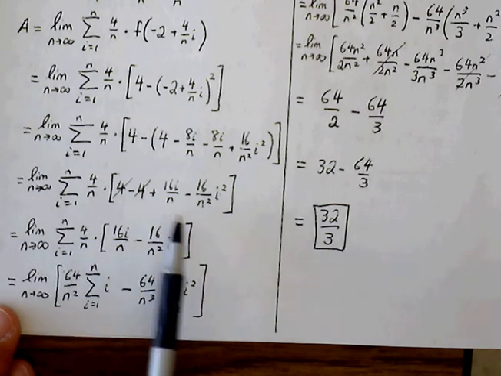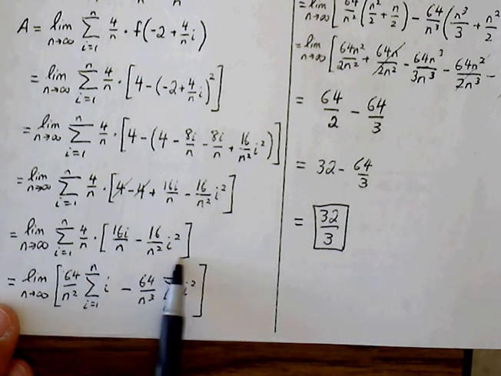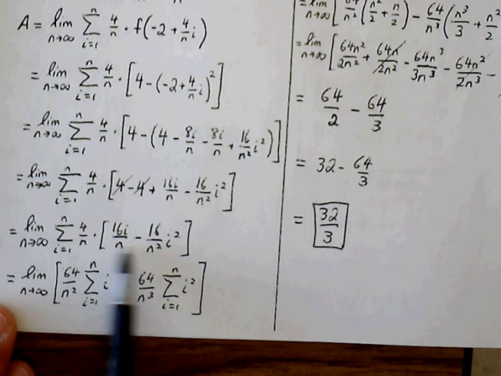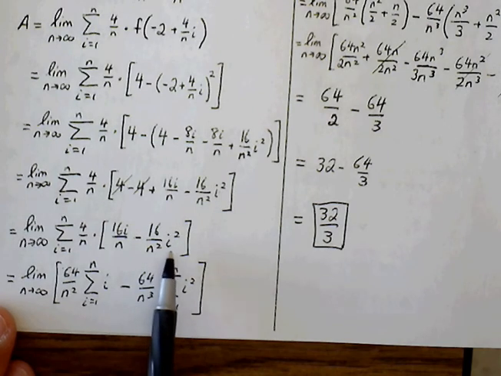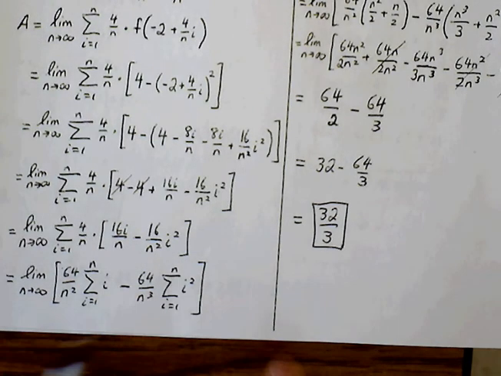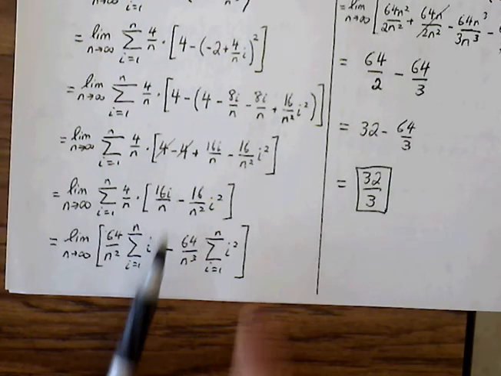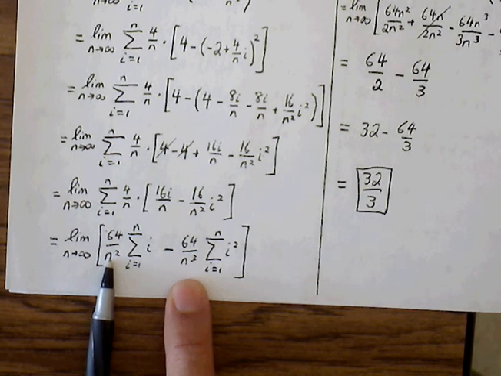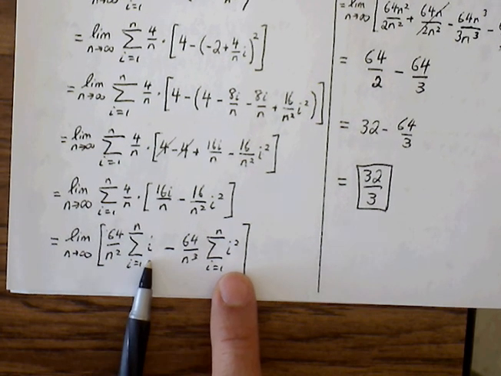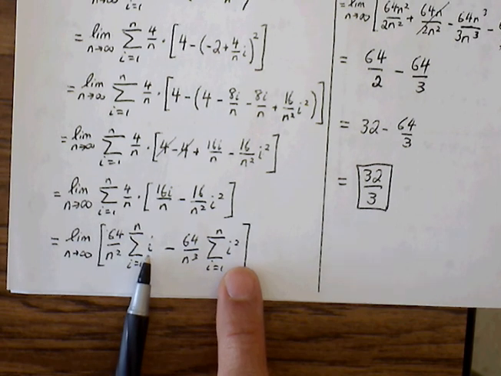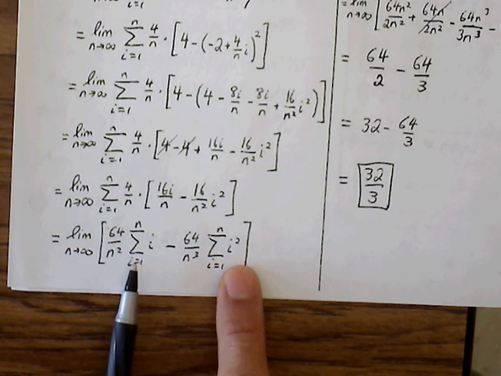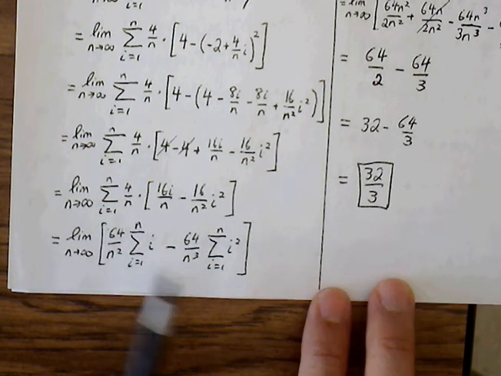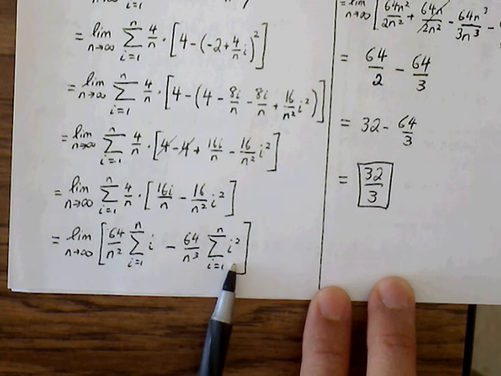Finally, distribute the 4 over n through, and I'm going to get 64i over n squared minus 64i squared over n cubed. Okay, so now this should remind us of summation formulas that we've seen before. We want to pull the coefficients in front. Remember, n is a constant, and we want to isolate the portions where we can apply the summation formulas. We have summation from 1 to n of i, and we also have a formula for summation from 1 to n of i squared.